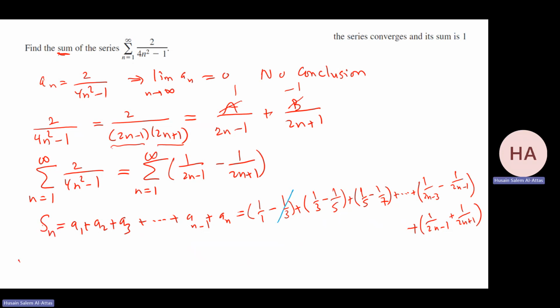So it is very clear to me that this cancels, this cancels, this also cancels here, and this one will cancel with this one. So S_n will be 1 minus 1 over 2n plus 1. The sum S will be the limit of S_n as n goes to infinity.